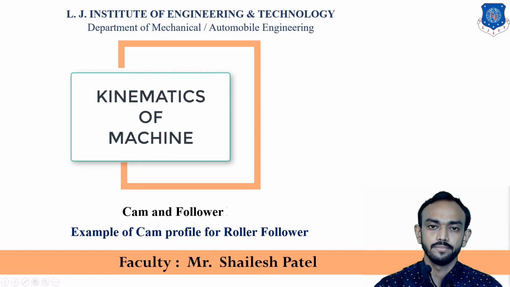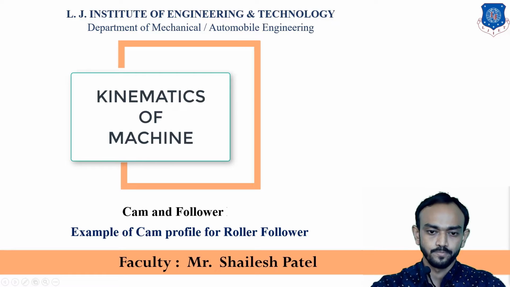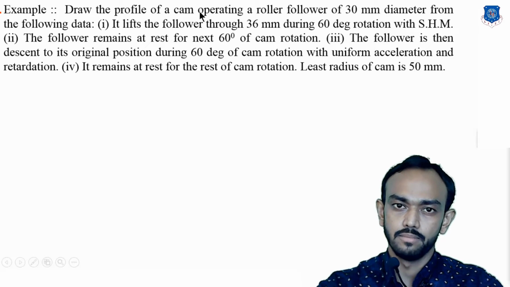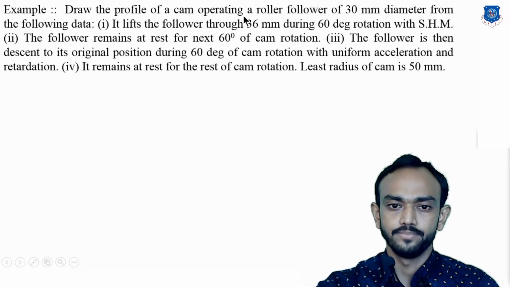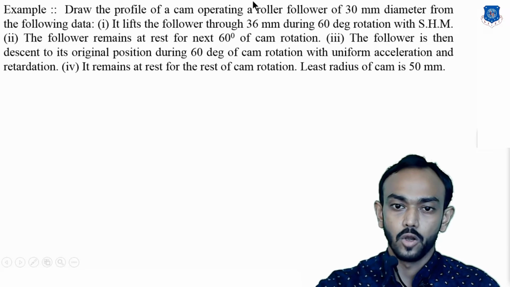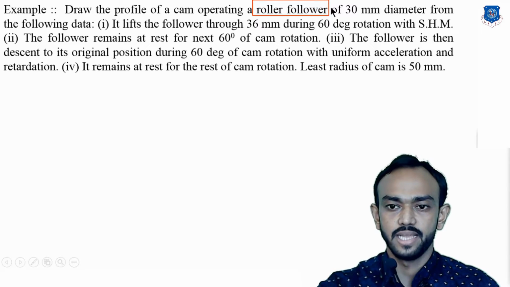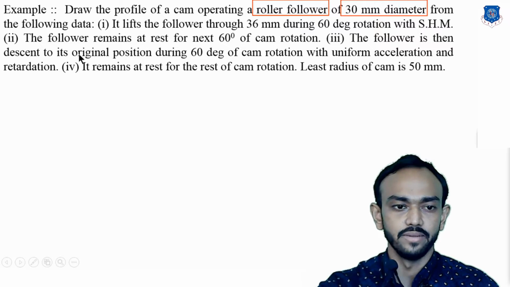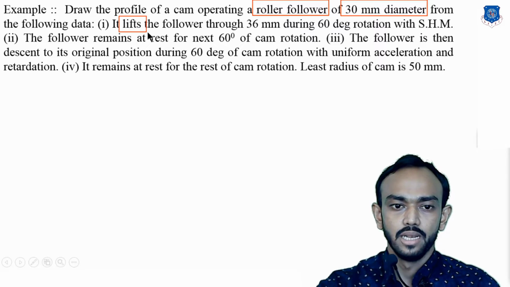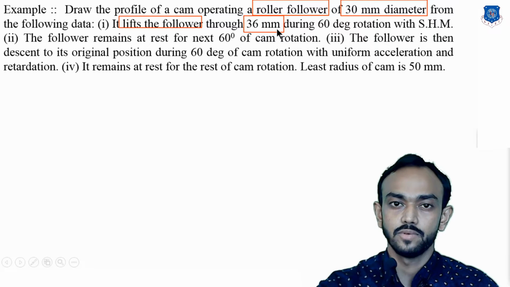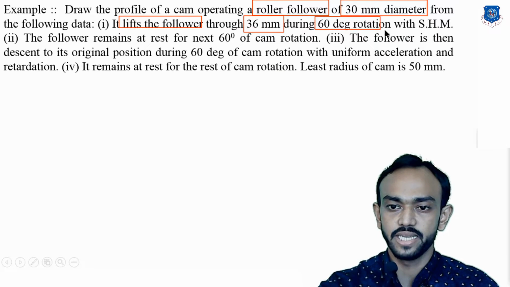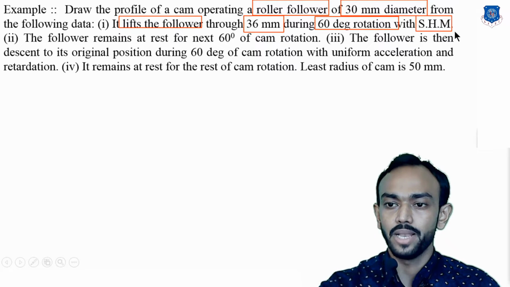For a roller follower, which means a radial type, the line of action of the follower passes through the center of the cam. So first of all, read the data. Draw the profile of a cam operating a roller follower. The roller follower is there, 30 mm diameter is given. The lift of the follower is 36 mm. So rise or stroke is 36 mm, in 60 degree rotation with simple harmonic motion.